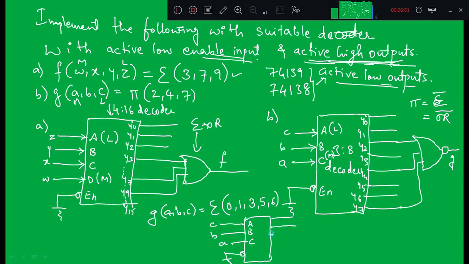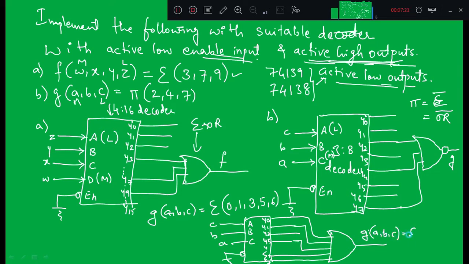So these outputs I'll name them as y0, y1, y2, y3, y4, y5, y6, y7, right? So 0, 1, 3, 5, 6, right? So all these outputs are connected to an OR gate, right? So this is what? G of what I can write? G of ABC is the summation of 0, 1, 3, 5, 6.